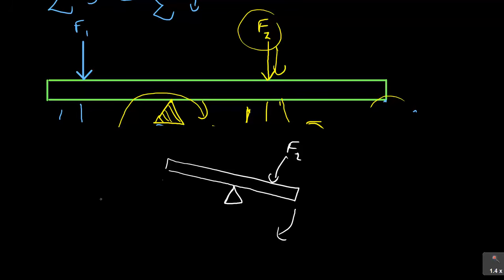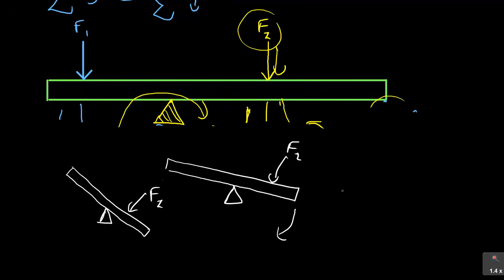So I can continue drawing it now further. That is my F2. So you see what it keeps doing. That's my F2, and that's what it's doing. It's making this beam rotate.